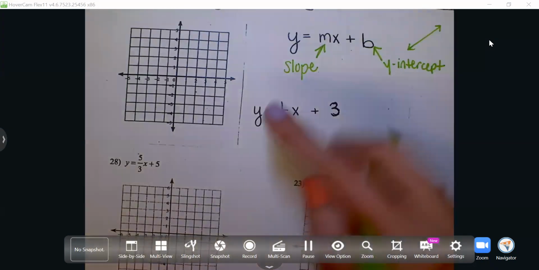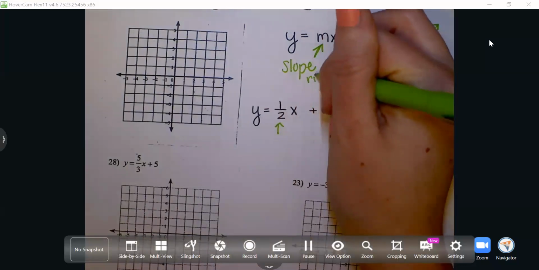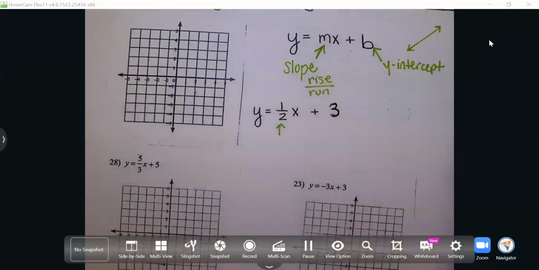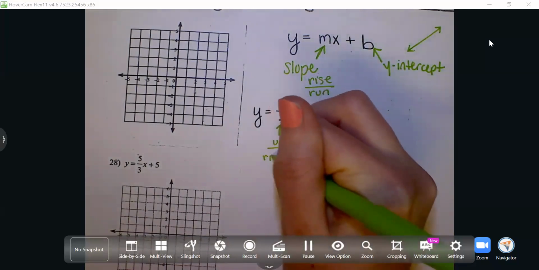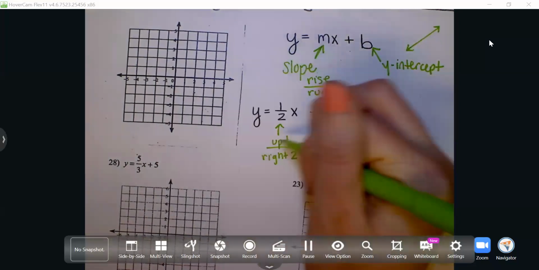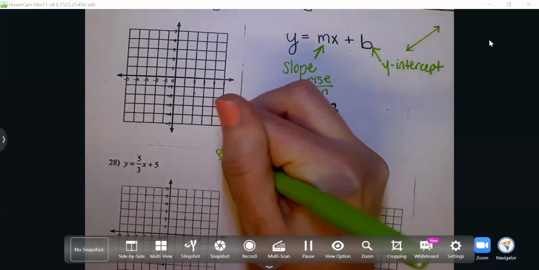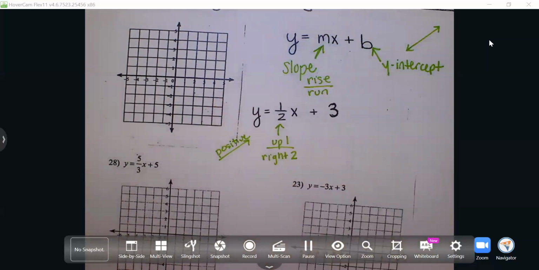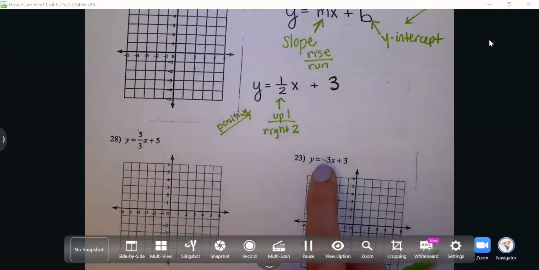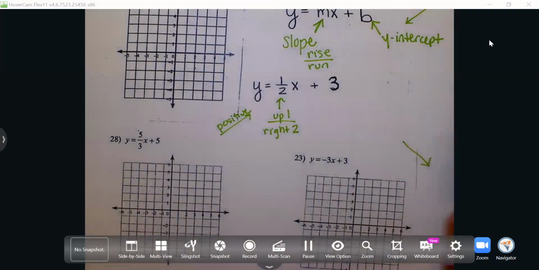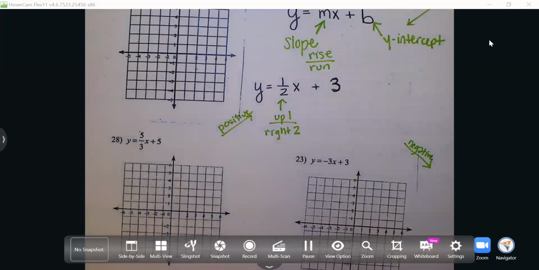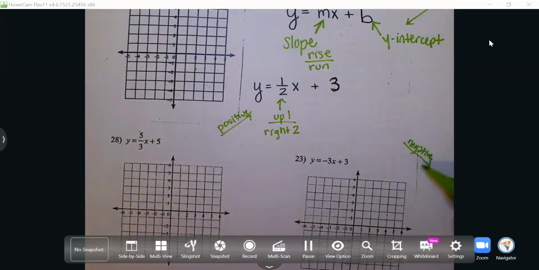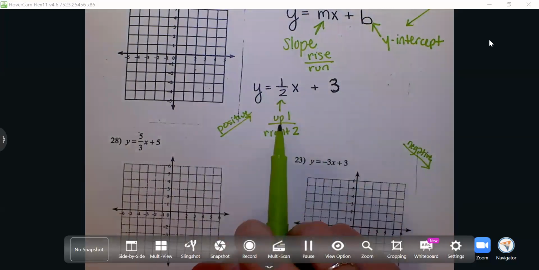So with this, slope gives me my rise over run. So for here, 1/2 tells me I'm going to go up 1 and to the right 2. That's if I have a positive slope. If my slope were to be negative, so down here I have like a negative down here, and my negative slope should go downwards. And in that case, my slope always tells me to go down and to the right. So down and to the right. Here I'm going up and to the right. So up 1 and the right 2.